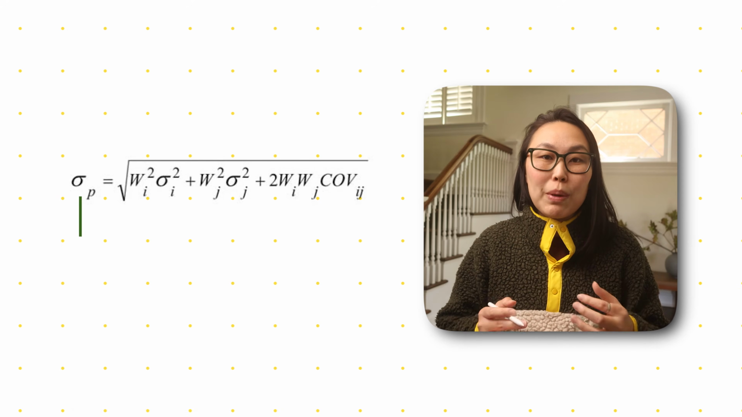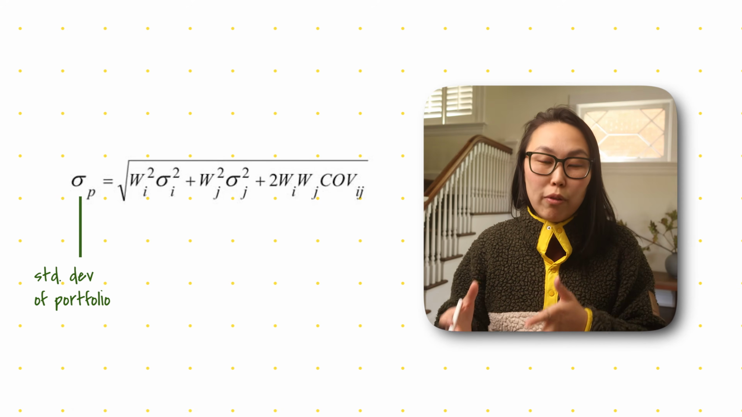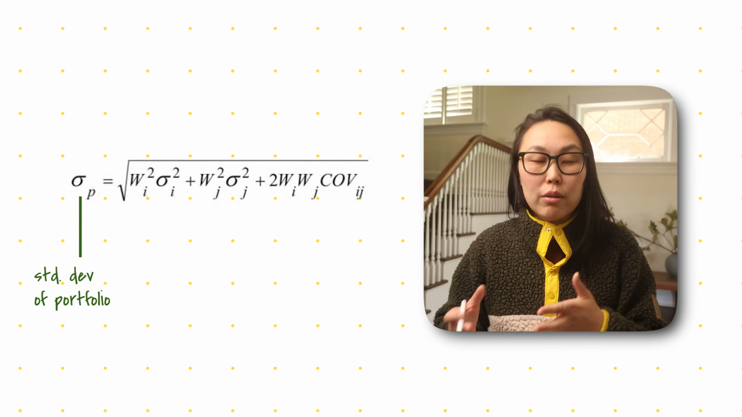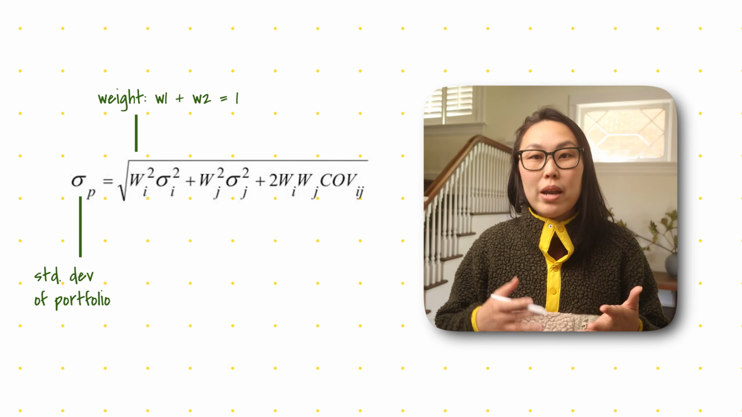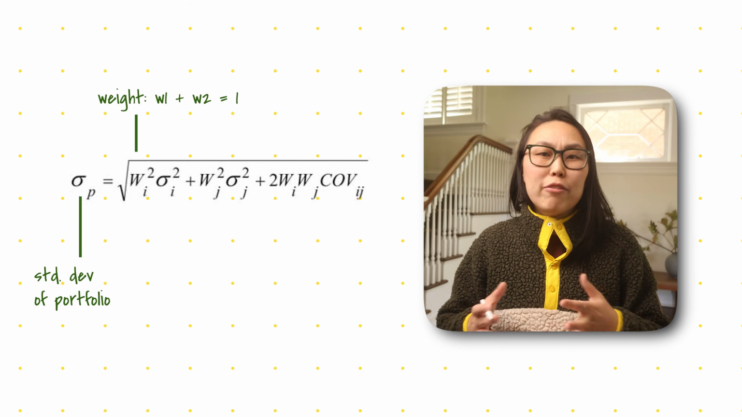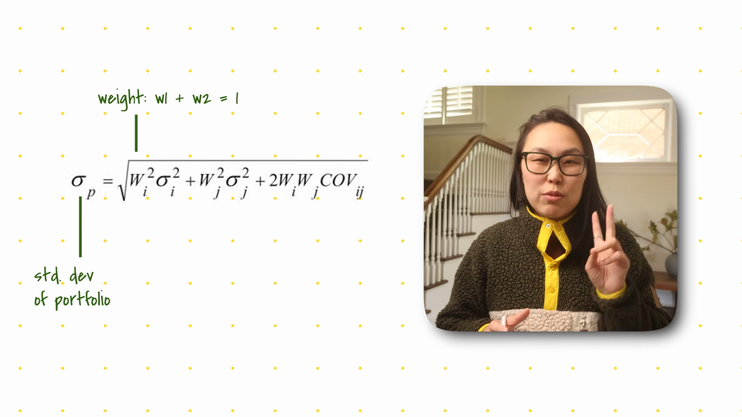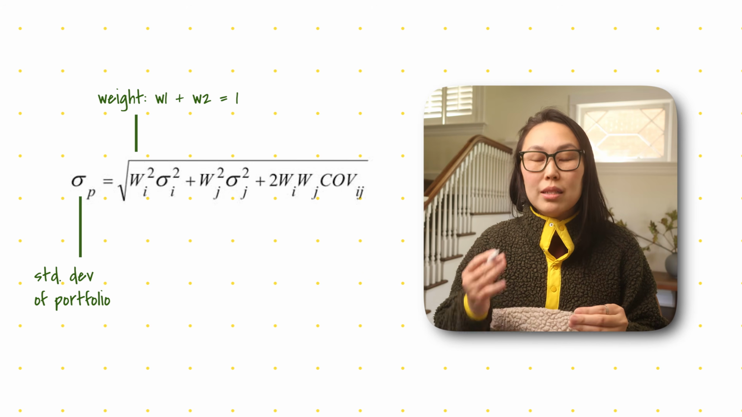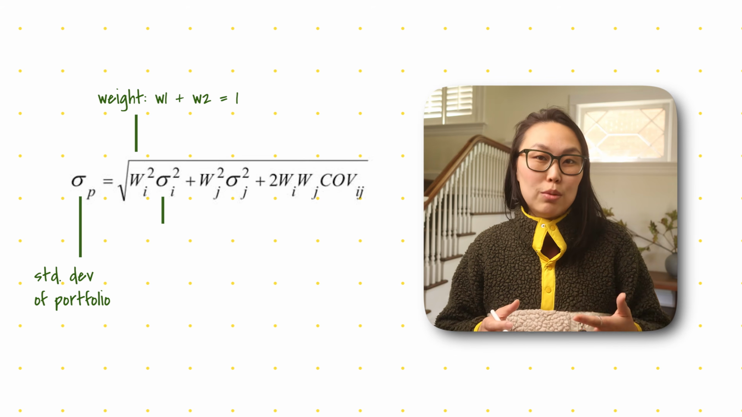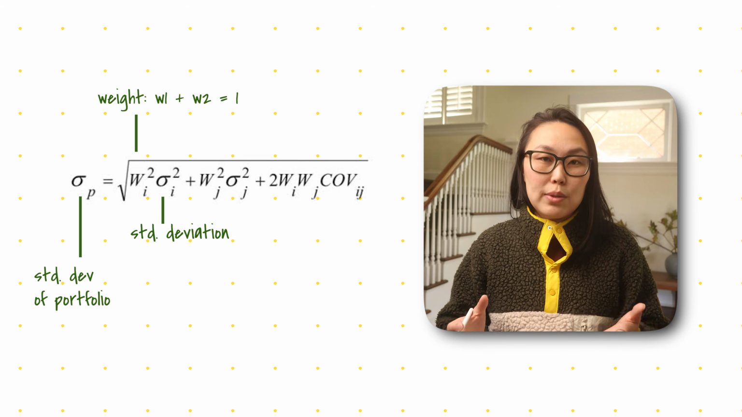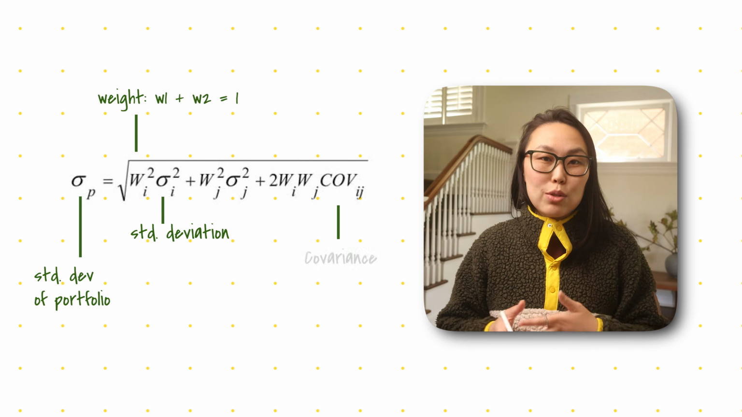We've got sigma p, or the standard deviation of the portfolio. This is a measure of portfolio risk. W1 and W2, which are the weights of asset 1 and 2 in the portfolio. Now, for the purposes of the exam, portfolios will just have two stocks. So W1 plus W2 will always equal 1. And then we have sigma 1, sigma 2, which are the standard deviations of each of those. Finally, covariance, which we just talked about.